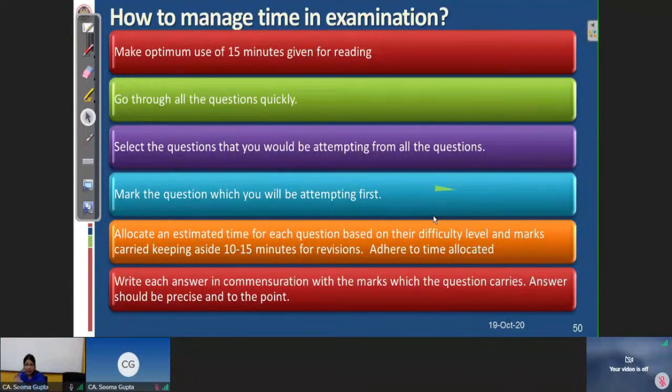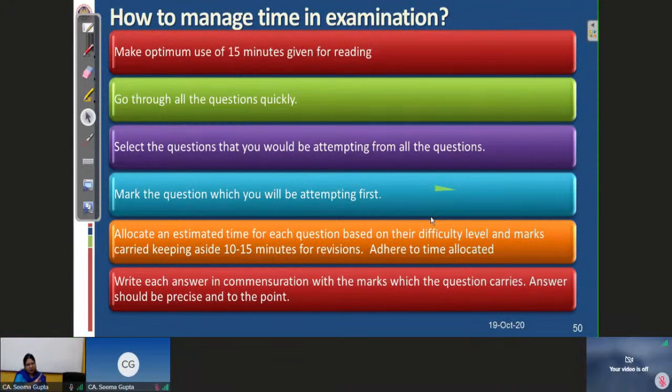But if you think you are stuck on one particular question and you are requiring more time, then for the sake of timing you leave that question and move ahead. After completing all the others, you come back to that question where you were stuck, and then you try to solve it. But don't waste time on that question if you are stuck, and don't indulge in it for too long.